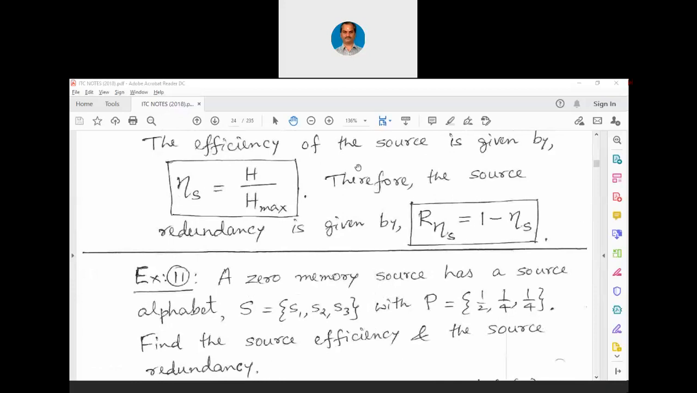A zero memory source means the source is having statistically independent alphabets. S equals S1, S2, S3 with the probabilities of half, 1/4, 1/4. Together you will have the total probability unity. Find the source efficiency and the source redundancy. It is an easy problem. Do it quickly within 2 minutes. Tell me the answer and put the answer in the chat box.